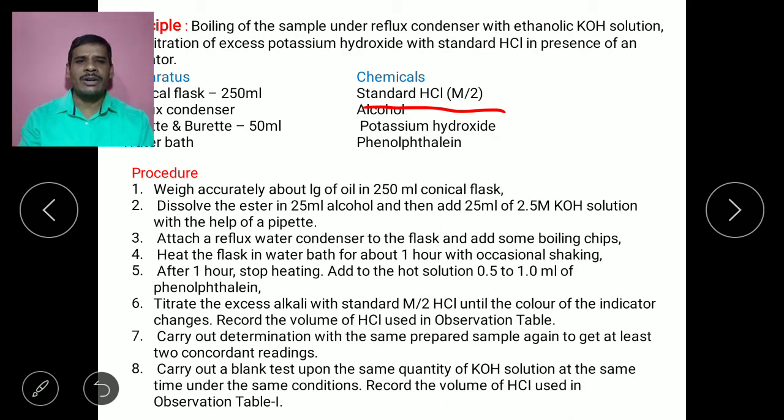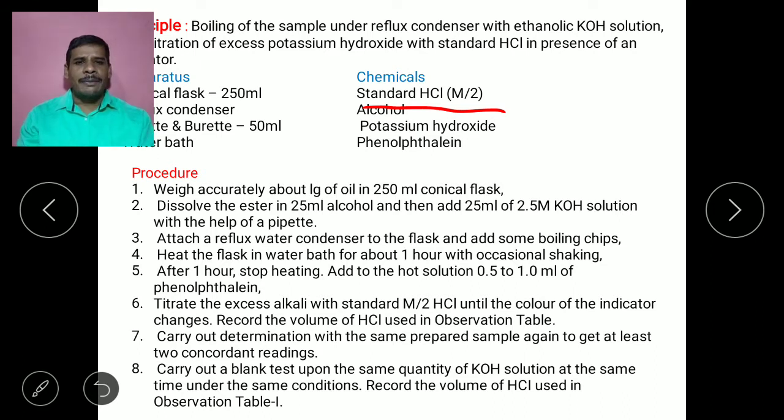After 1 hour, stop the heating and add 0.5 to 1 ml of phenolphthalein indicator to the hot solution. We know that after the complete 1 hour, the saponification reaction is completed, which means the oil has completely undergone hydrolysis. There is a formation of the corresponding potassium salt, that is, the soap.